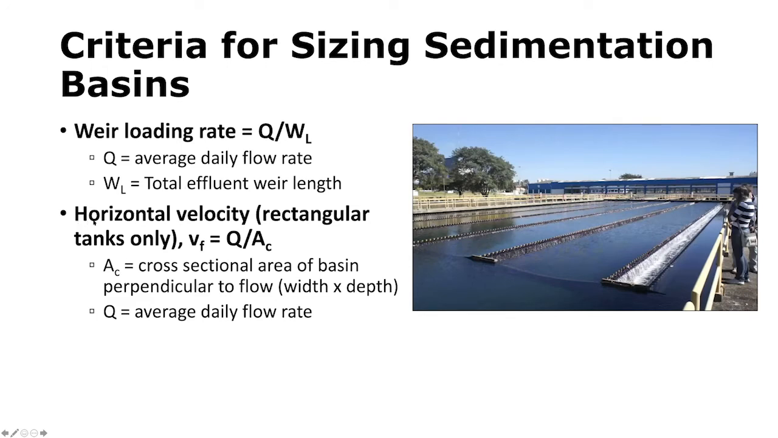The fourth criteria here is the horizontal velocity, and this is relevant for rectangular tanks only. So the horizontal velocity is equal to Q, the flow rate, divided by the cross-sectional area of the basin.